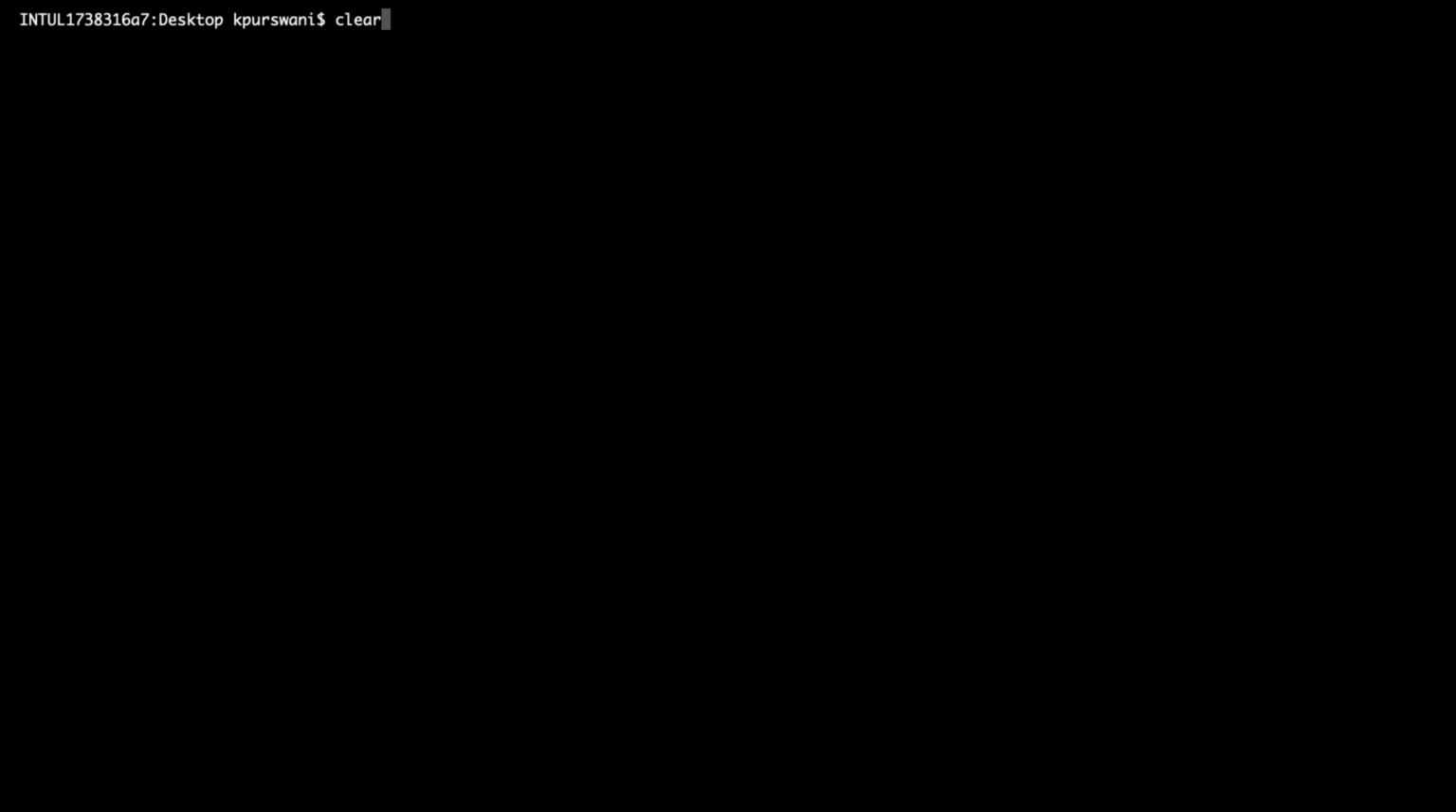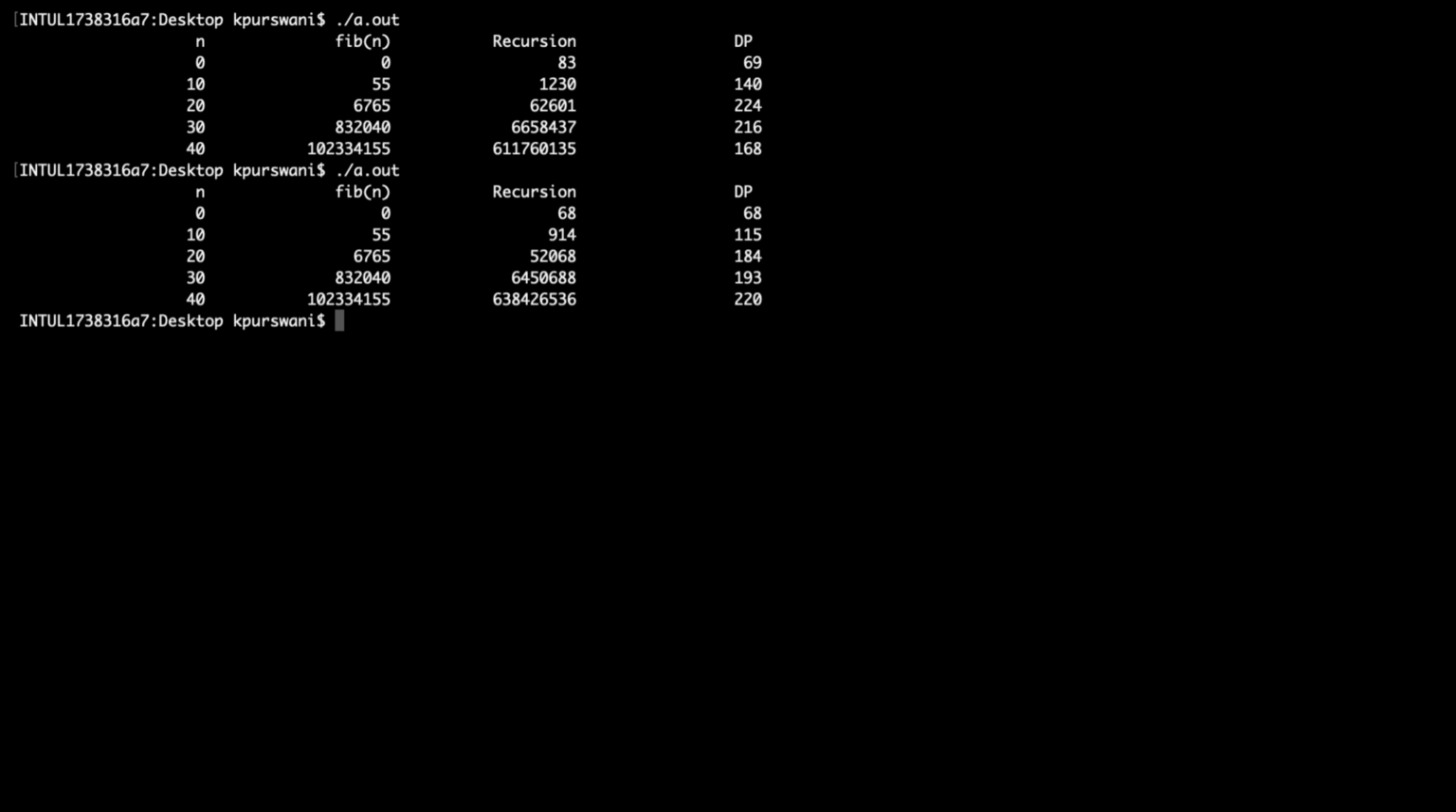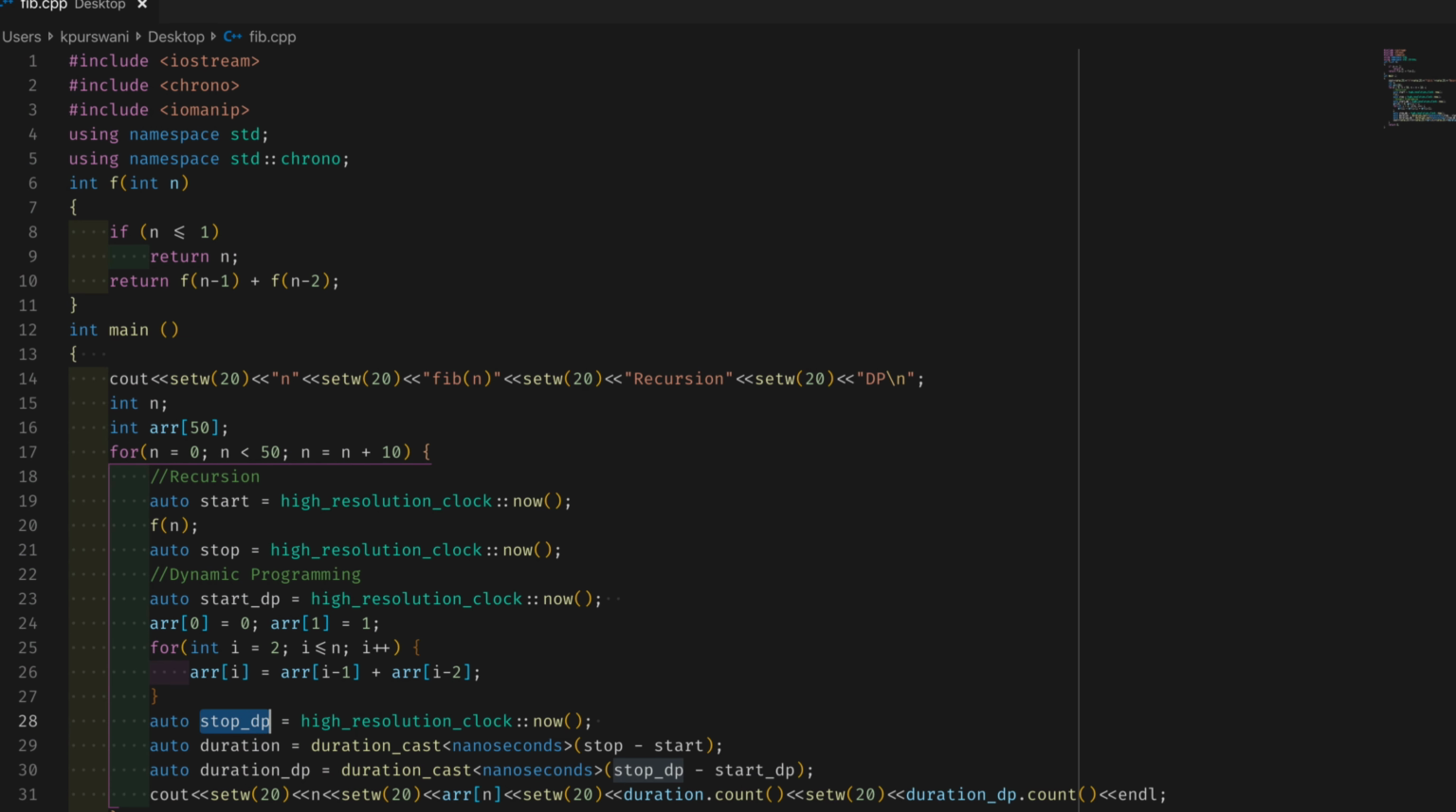What's the value of n you have taken now? See, here the value of n is increasing. It is 10, 20, 30, 40. Here the Fibonacci value is there, and here the recursive time taken and the DP time taken. You can see the difference. As the value of n is increasing, the time is increasing. And what is the unit of this time? As you can see over here, this is in nanoseconds.